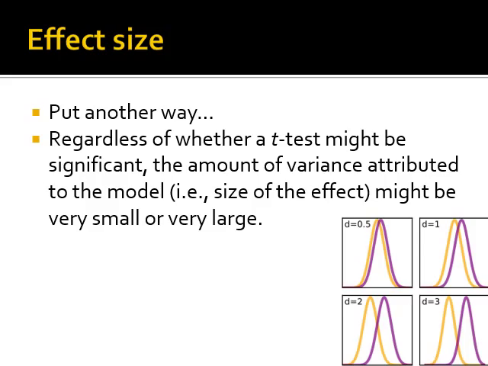Put another way, regardless of whether a t-test might be significant, the amount of variance attributed to the model or size of the effect might be very small, very large. In other words, you could have something like the treatment, so CBT versus waitlist, that causes changes in depressive symptoms, but that treatment approach plays a quite small role in the reduction of depressive symptoms, because one of the samples, say, was taken from Seattle and another was taken from San Francisco, and the people in Seattle felt a lot less depressed over time than the people in San Francisco for whatever reason.